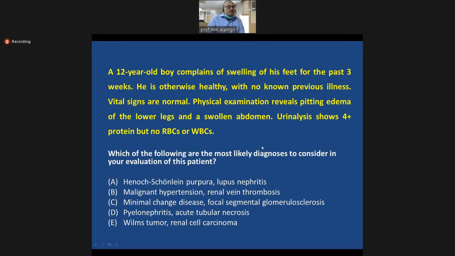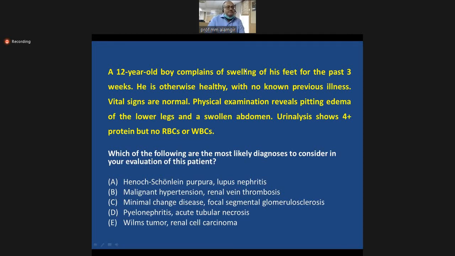There is another MCQ. A 12-year-old boy complains of swelling of his leg for the past 3 weeks. He is otherwise healthy with no known previous illness. Vital signs are normal. Physical examination reveals pitting edema of the lower legs and a swollen abdomen. Urine analysis shows 4 plus protein but no RBCs or WBCs.